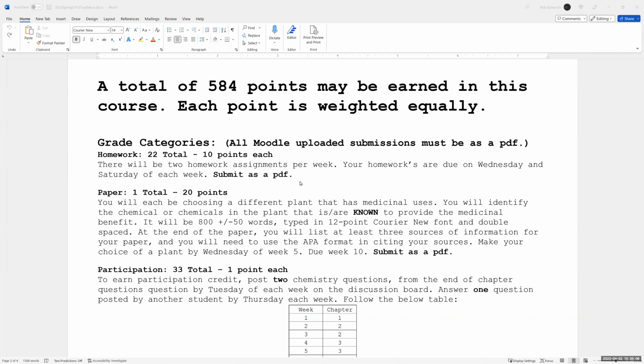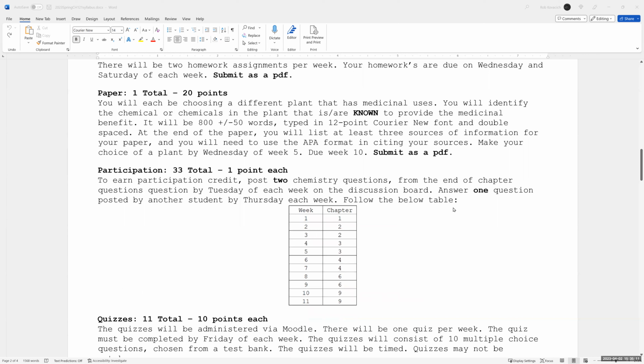You're going to submit everything as a PDF. Homework assignments, your paper, all this stuff is submitted as a PDF. There's a video that I've just created that will show you how to do that so your formatting doesn't get messed up.